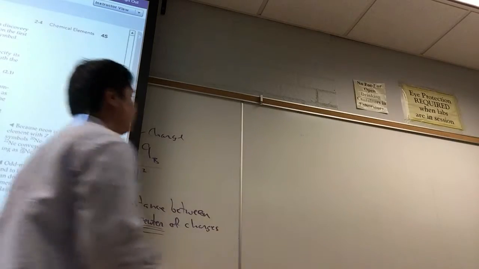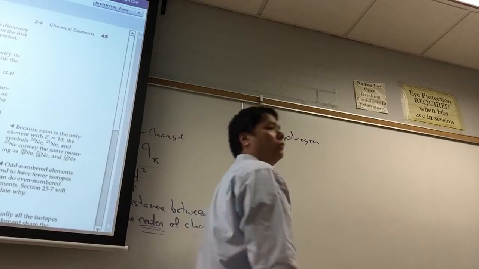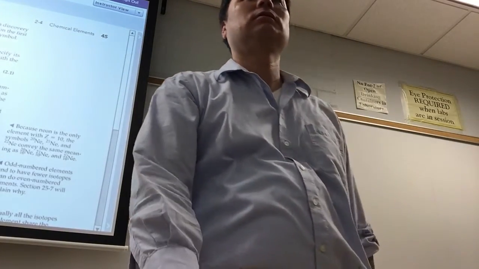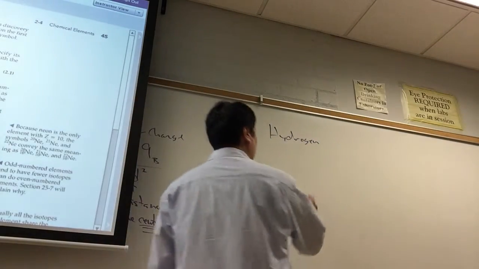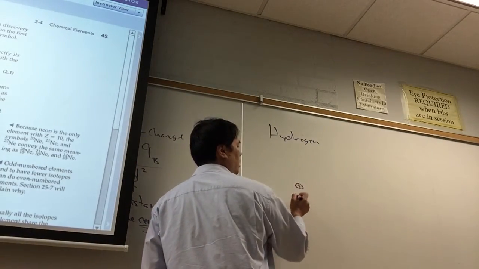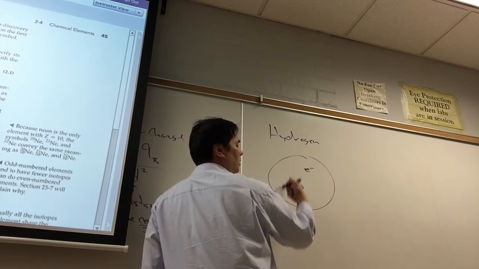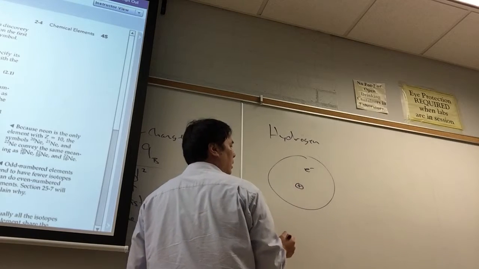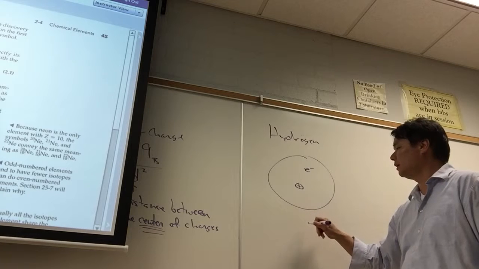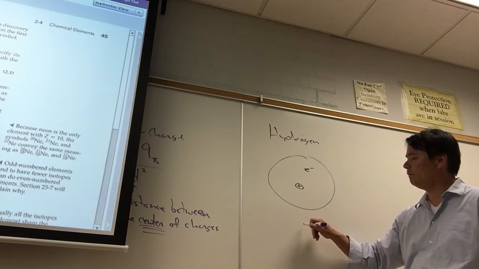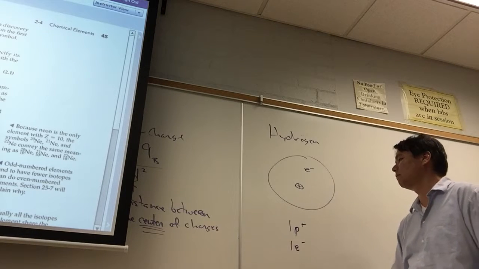We want to know about the behavior of, let's pick hydrogen. This is the simplest, right? What does a hydrogen atom consist of? A proton and an electron. And so in the nucleus, we'll have one proton, and out here we'll have one electron. The proton I'll just represent like this. Okay, this is it here. We'll write it here: one proton, one electron.